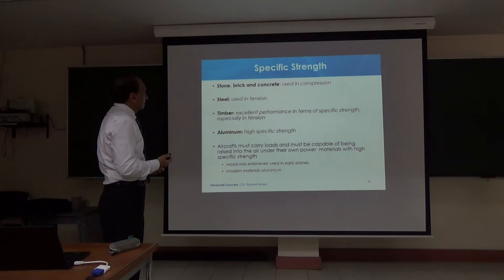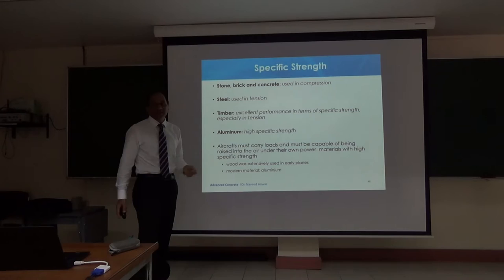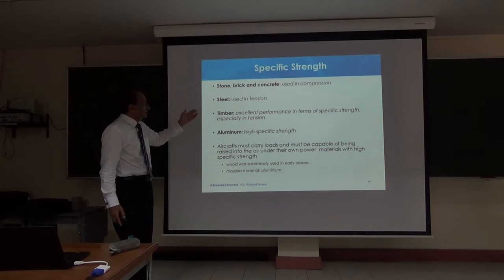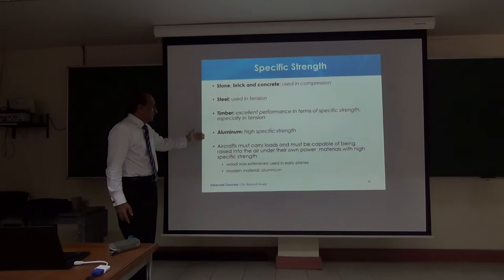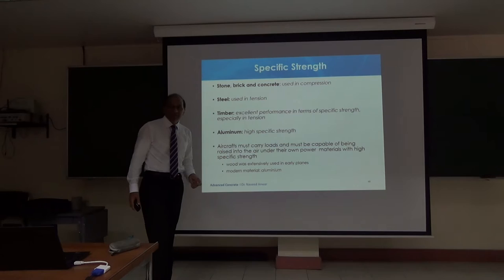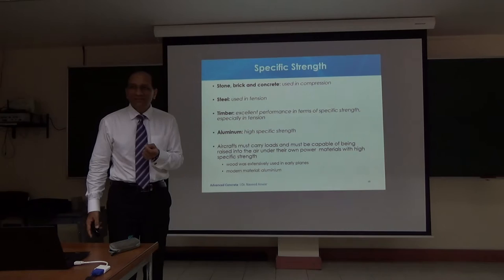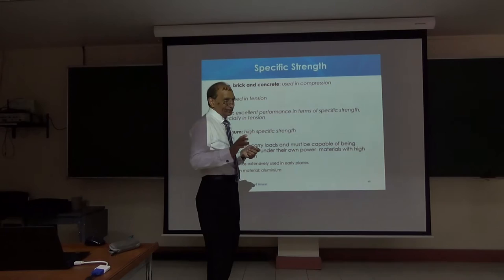So that's why based on specific strength, we use them for corresponding usage. Stone, brick, concrete for compression, steel in tension, timber in tension is good, aluminium is very good in tension. Aircraft, originally they used wood. Balsa wood, for example, is very light. You know balsa wood, right? Anybody do modeling? Aeroplanes? Models? No one interested in that kind of thing?